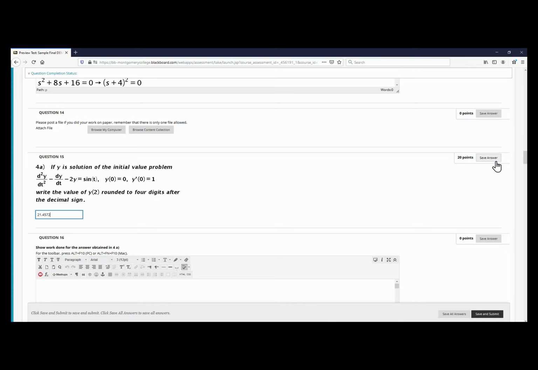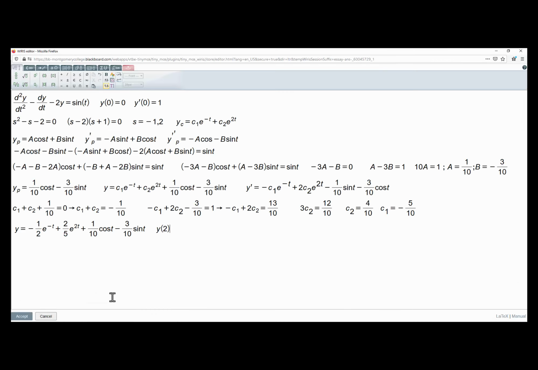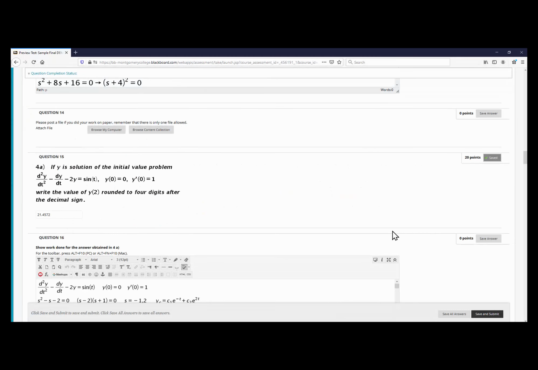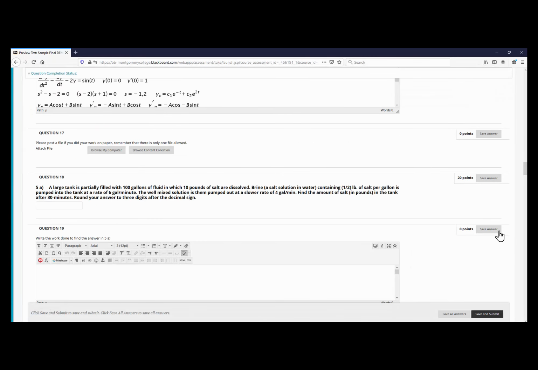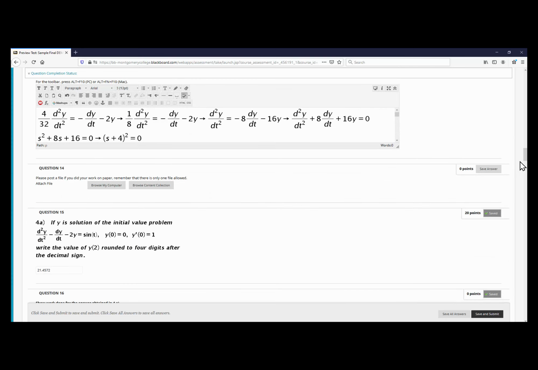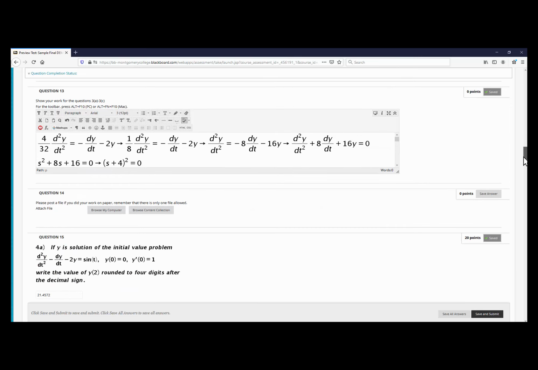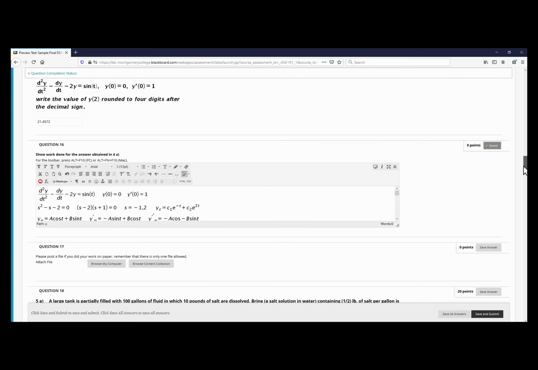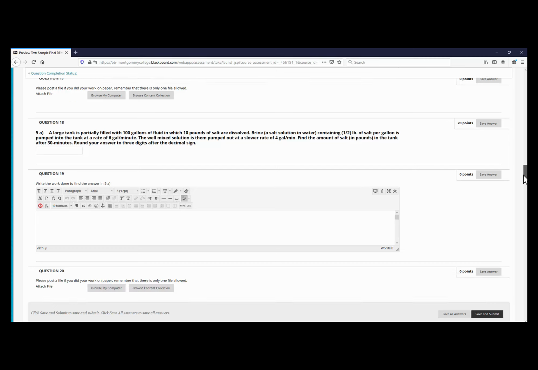We'll save it. I had something coming up on the other computer. Okay, and then we save it right here. Let's see if that part got saved. Okay, it is saved, good. Now we go to the next question.